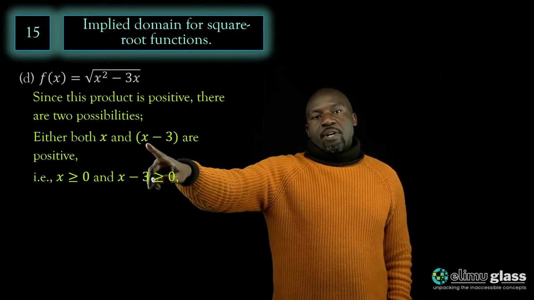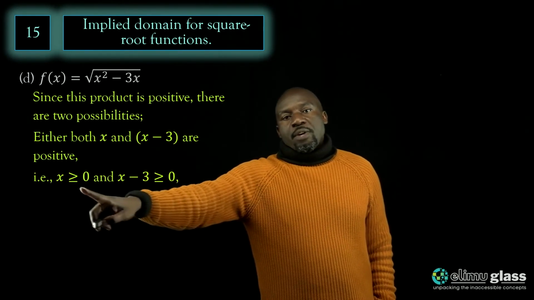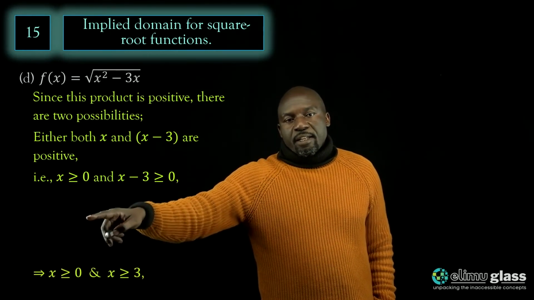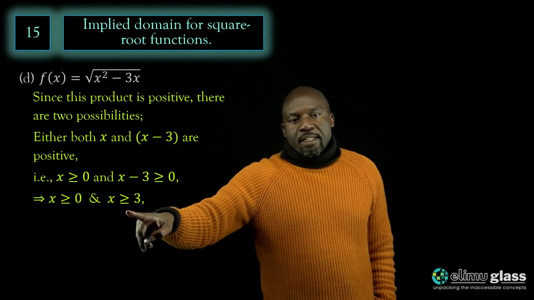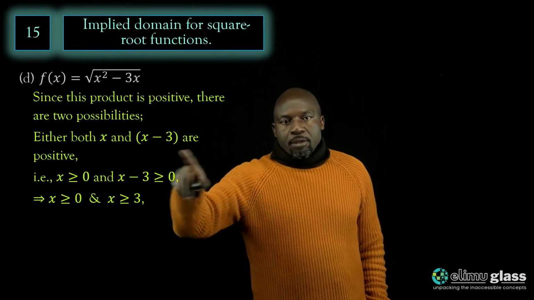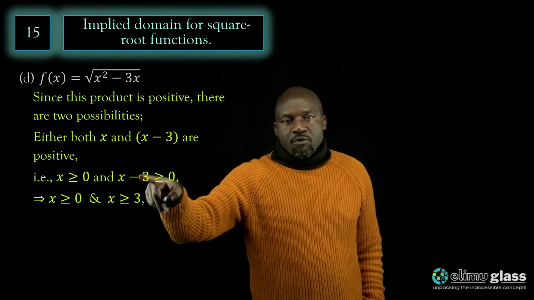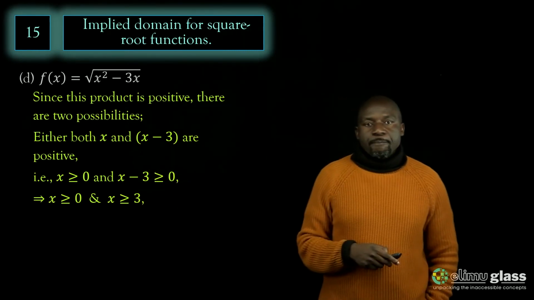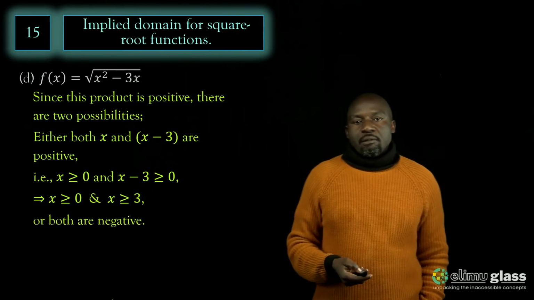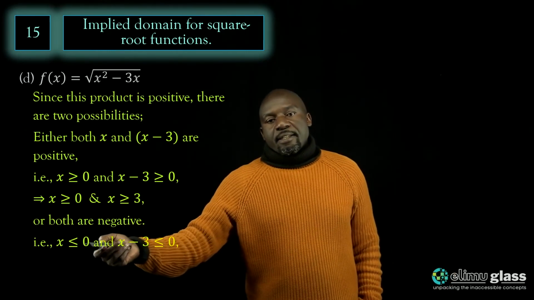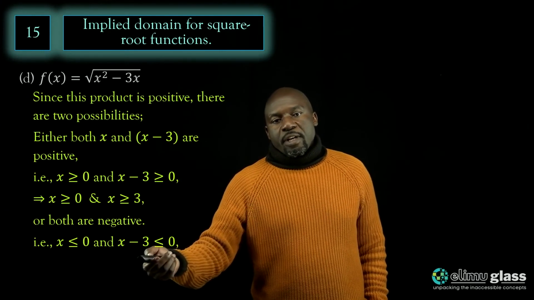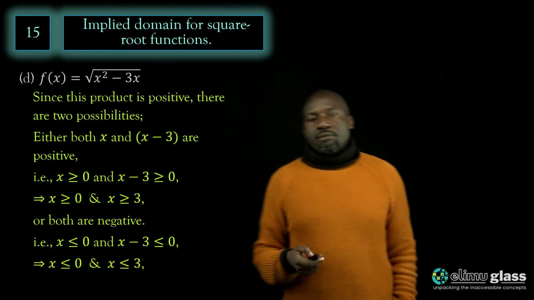So if x and x minus 3 are positive, then we are saying x is positive and x minus 3 is positive. Therefore, x is greater than 0 and x is greater than 3. This one is coming from here by moving the negative 3 to the other side, all right? Then the other option is that both are negative. We've already done this. So x is less than 0 and x minus 3 is less than or equal to 0. So x is less than or equal to 3, as we've done.